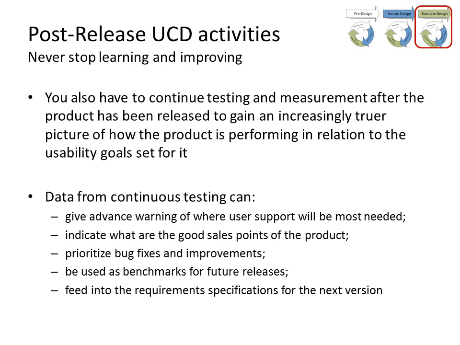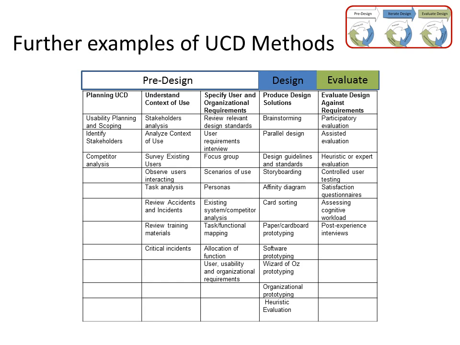You also have to continue testing and measurement after the product has been released to gain an increasingly truer picture of how the product is performing in relationship to the usability goals you set for it. Data from continuous testing can give you an advance warning where user support will be most needed, indicate what are good sales points for the product, prioritize bug fixes and improvements, use as benchmarks for future releases, and also feed into the requirement specifications for the next version. This table shows some other methods you can consider as well.